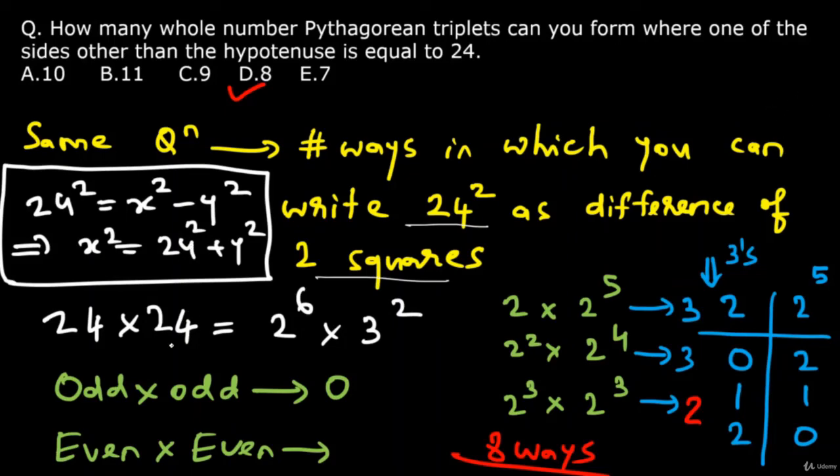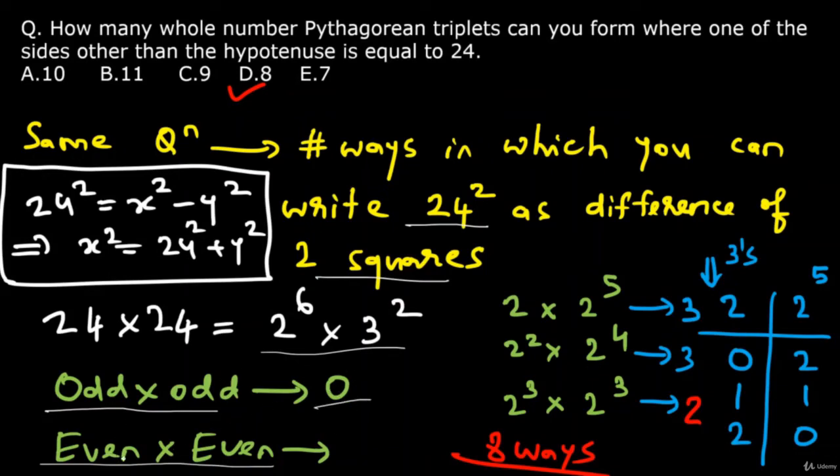All right. Now 24 square is equal to 2 to the power 6 into 3 square on prime factorization. And to find the number of ways in which you can do this, you just need to find the number of ways in which you can write 24 square as odd into odd or even into even, right? We have already covered this in a previous video. If you're not familiar with this, just watch that video one more time. Now, 24 square is an even number. Therefore, you cannot write it as odd into odd. Therefore, that's 0 over here.